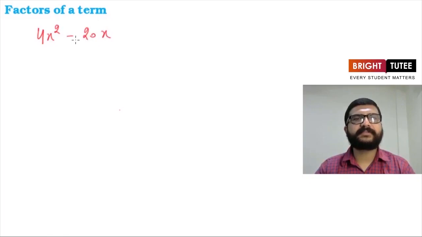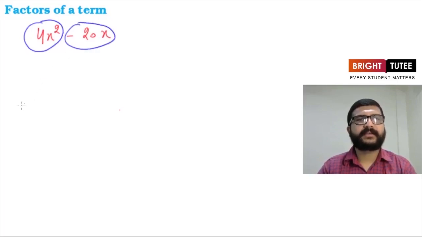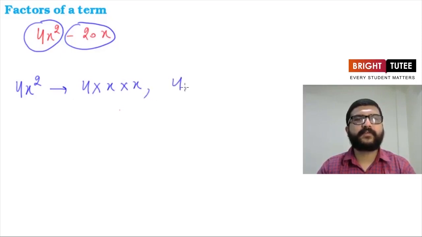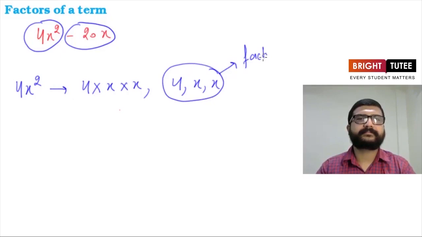So by adding these two terms we formed an algebraic expression. The terms are 4x square and then minus 20x. Now let's see the first term, it is 4x square. How is this term formed? We formed it like this: 4 into x into x. So here we are using 4, x and x. These are the factors of this term. So the factors of the term 4x square are 4, x and x.